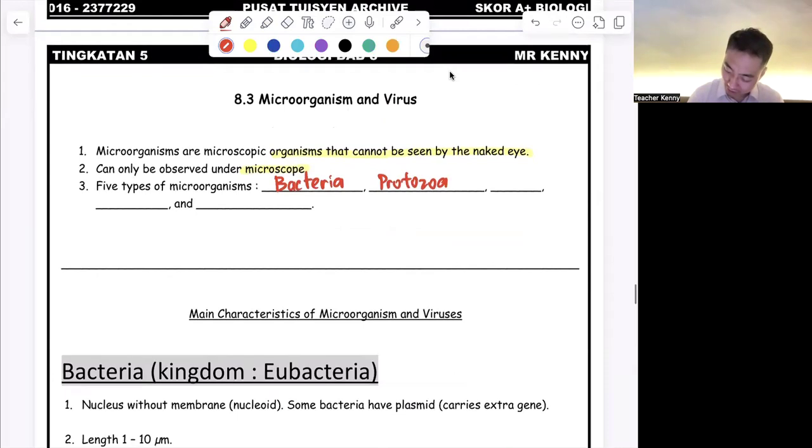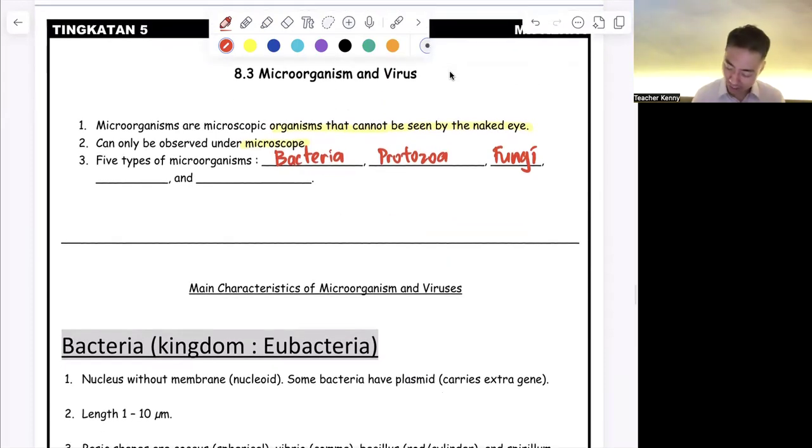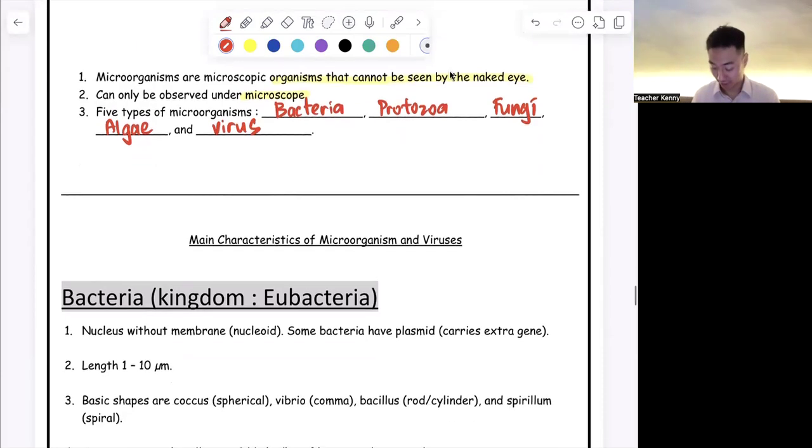Okay, next we have the fungus world. Most of the time, you only know fungus are what? Mushroom, yeast. Correct, right? Bread mold. These are all fungus. Next, we have algae. And lastly, virus. The 5 big groups of microorganisms.